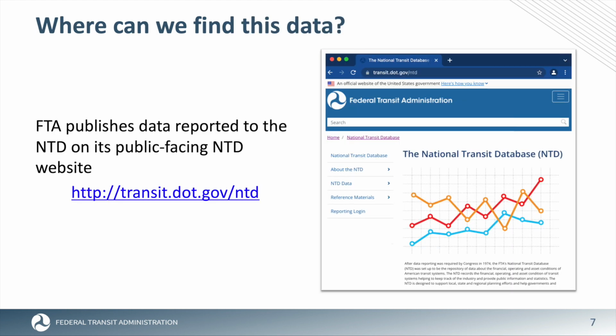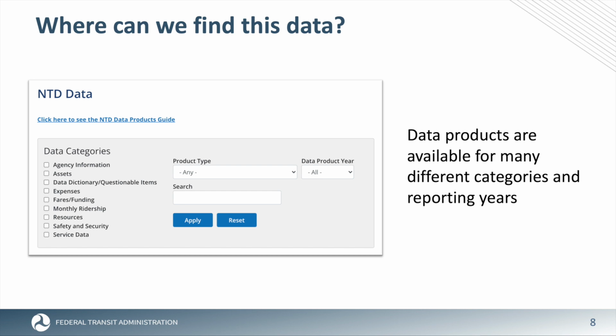FTA makes an incredible amount of the data it collects through the NTD available to the public on its public-facing NTD website. You can find that at the link provided on your screen, transit.dot.gov/NTD. The data on the website is published through multiple data products. And those data products are available for a number of different categories of information and for different time periods, different reporting years.